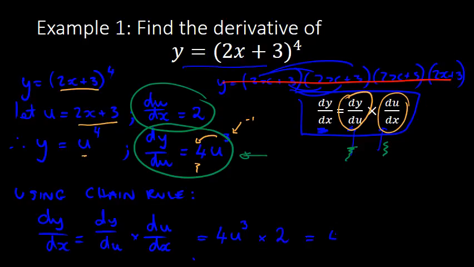We then get 4 times u, which was 2x plus 3, to the power of 3, times 2, which will give us 8(2x plus 3) to the power of 3. So in that case we've actually been able to produce a quite neat answer in a factorised form, which is far more useful. That 8 out of 2x plus 3 to the power of 3 is probably going to be a lot more useful to us than a long polynomial as our answer.